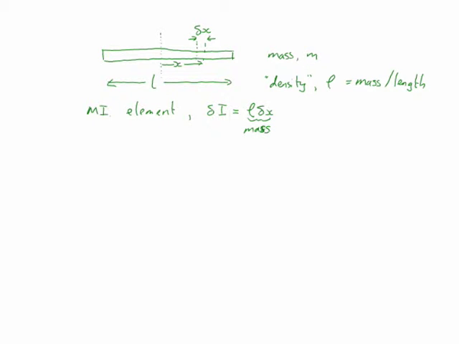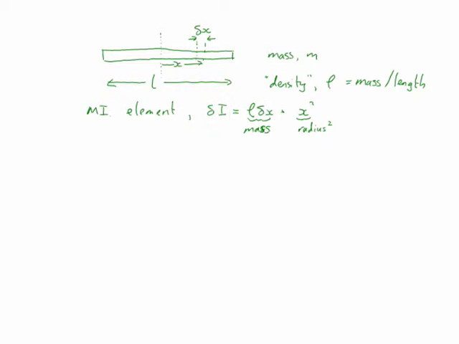Right, that's the mass of the element. And then we multiply that, because it's moment of inertia, by x squared. And this is the radius squared, the distance from the axis of rotation squared. All right? So hopefully everybody's happy with that so far.